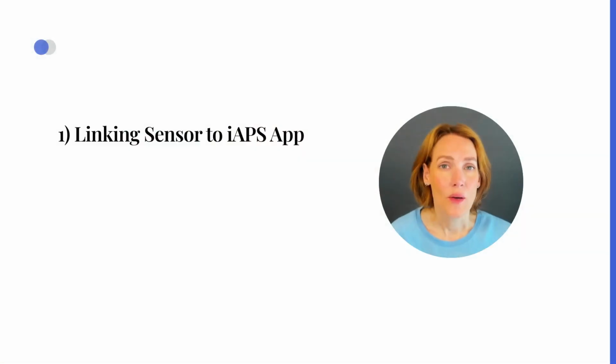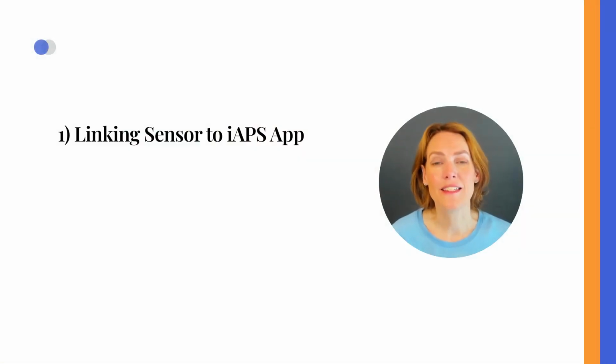By following these steps, you will be able to establish the necessary links within the iAPS system, enabling effective automated insulin delivery functionality for diabetes management. 1. Linking sensor to iAPS app.